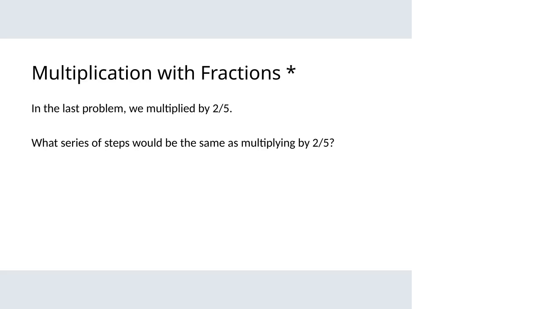So I want you to make sure you understand the question I'm asking here. I'm not asking what did we do to solve the problem we were working on. What I'm asking is, let's say you wanted to multiply something by 2/5. If you were going to break that down, what could you do instead that would give you the exact same result as multiplying by 2/5? What would be the exact same thing as multiplying by 2/5?